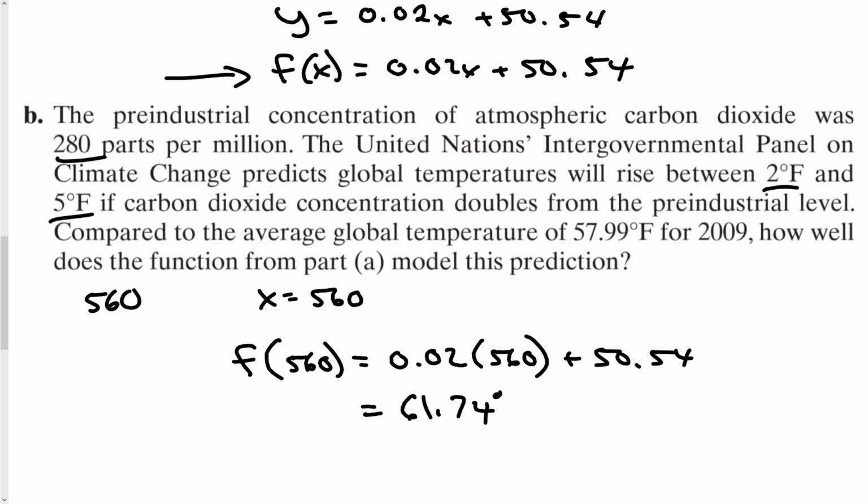degrees. I'm skipping the symbols here. So our model projects 61.74 for a carbon dioxide of 560 parts per million. If you compare that with 57.99, we get about 3, almost 4 degrees different. So this is consistent with between 2 degrees and 5 degrees, if this model was actually predicting anything.